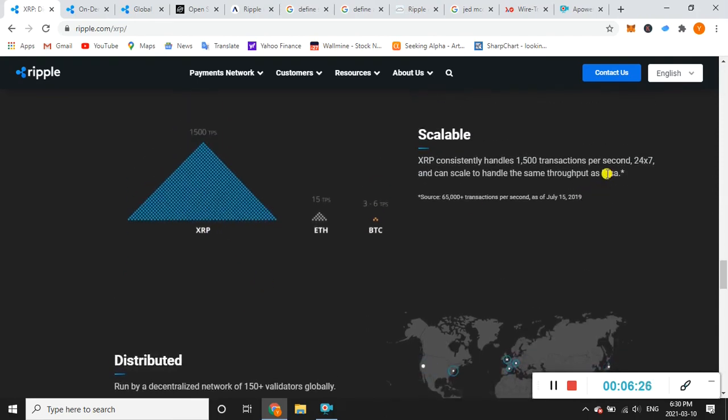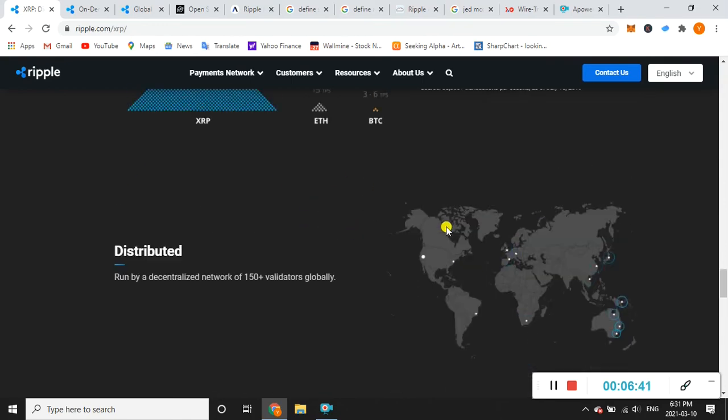So when they say coming close to Visa, what they mean is, on the Conflux website, it says that Visa can hit around 3,000 transactions per second. This is about half of that, but that's still amazing considering where ETH and Bitcoin are at right now.